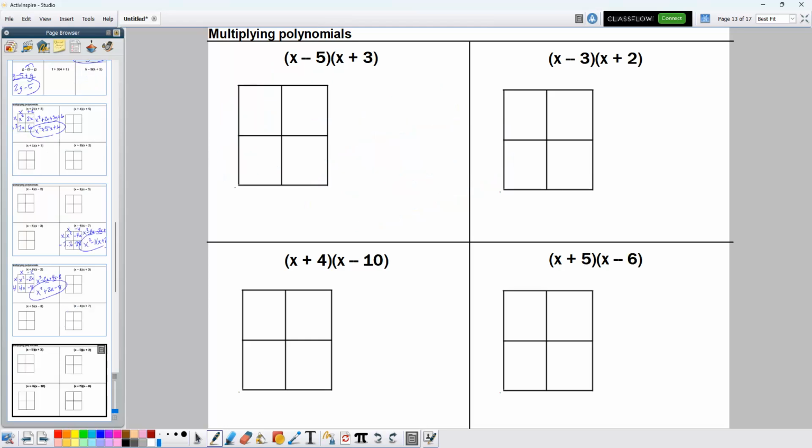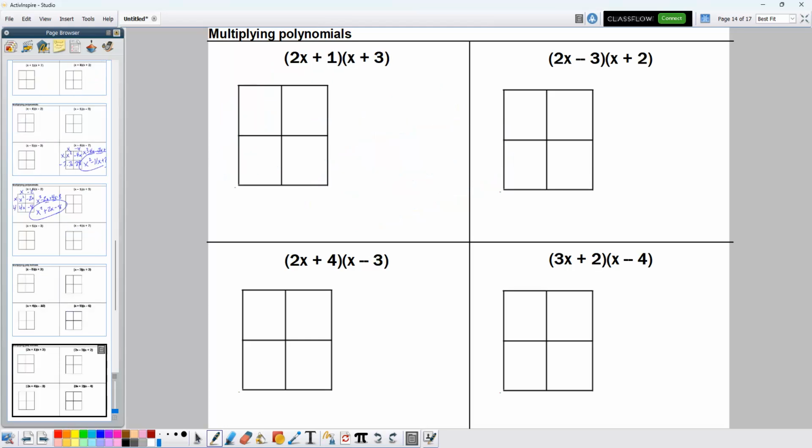Okay, same kind of stuff right there. Be careful with your negatives. Right here, I've got numbers as coefficients in my problem. Let's do the bottom right down there. So I'm going to have 3x plus 2, and I'm going to have x minus 4 right there.